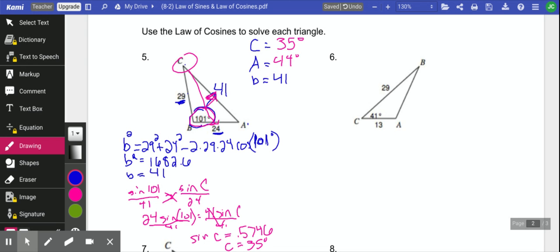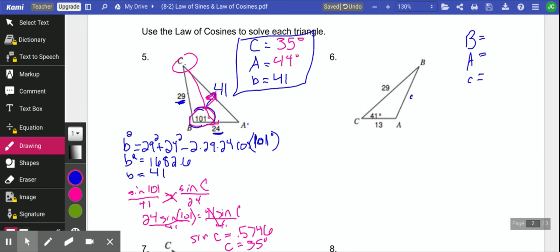Okay. Same thing is happening here. We do not have an angle and a side pair that we know. So law of sines is out of the question. We do need to find angle B, angle A, and it looks like side C. Okay, those are our answers. I'm trying to keep these separate.